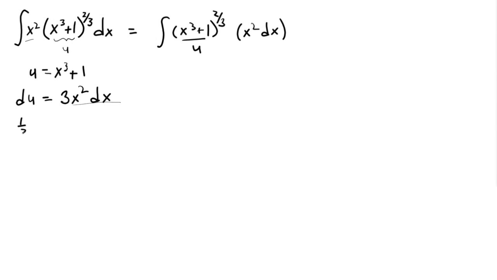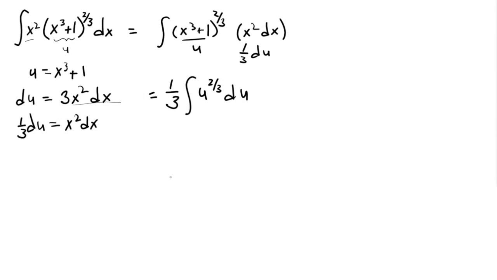So 1/3 du is going to be x squared dx. And then I can come over here and say this is 1/3 du. Because this is just a constant and this is all multiplication, I can pull the constant outside when I do the substitution. So that becomes 1/3 the antiderivative of u to the 2/3 du. And now I can take the antiderivative of that.